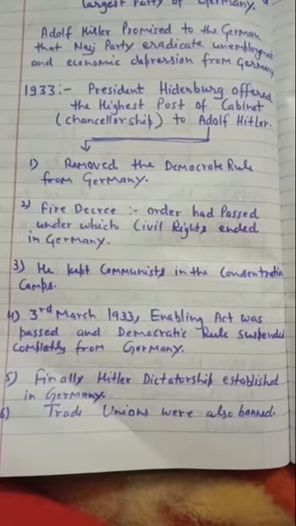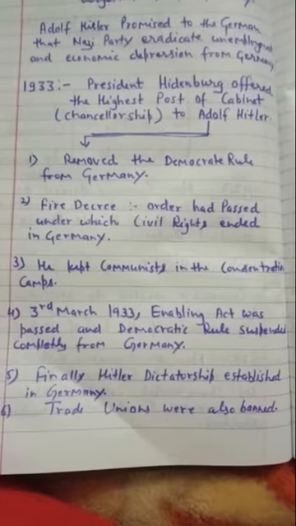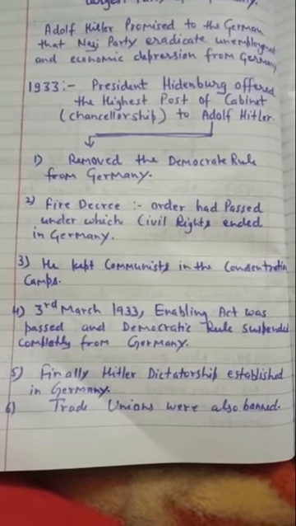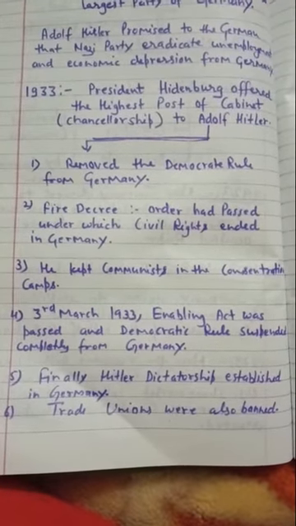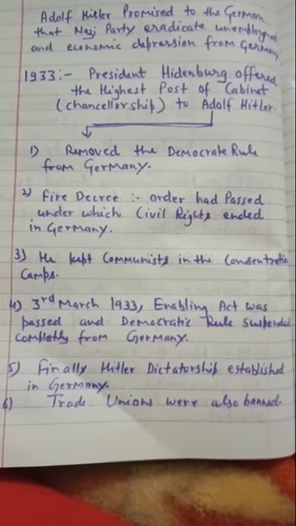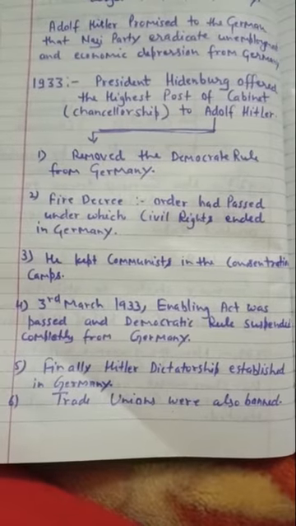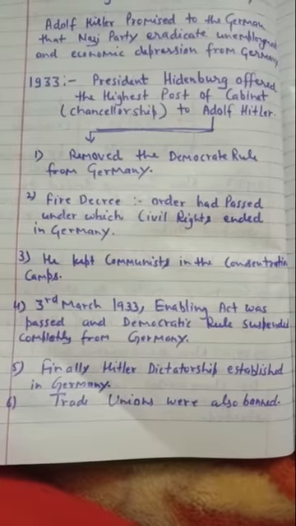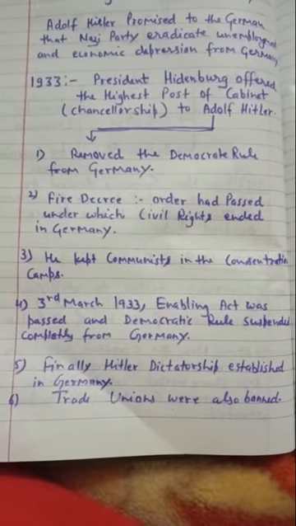The third change Adolf Hitler made in Germany in 1933 was that he kept communist people in concentration camps. He hated the communist people, and that's why he used to punish them, and he started to open concentration camps for punishing all the communists. Another significant change by Adolf Hitler was that on 3rd March 1933, the Enabling Act was passed and democratic rule was suspended completely from Germany.